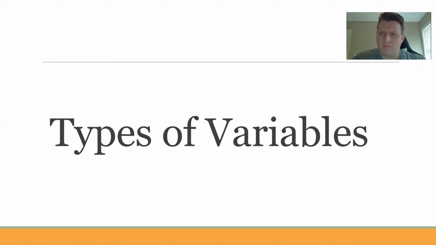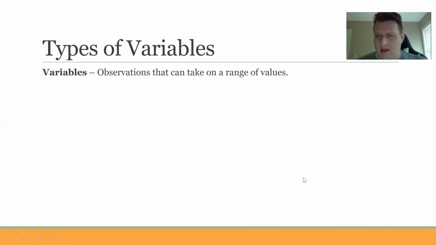Hello class. In this video we're going to finish up our module on the introduction to statistics, and today we're going to talk about different types of variables. All right. So first and foremost, what is a variable? Simply, it's just something that varies. It's an observation that can vary.